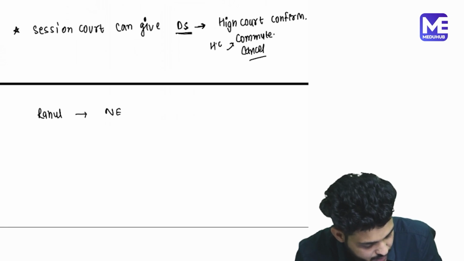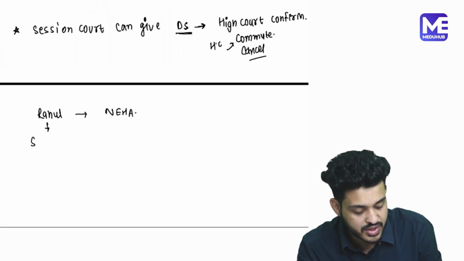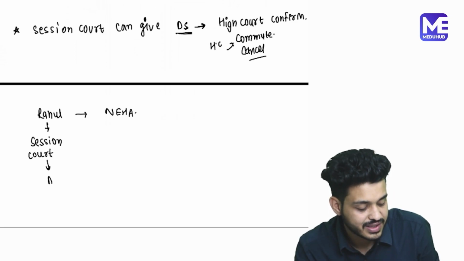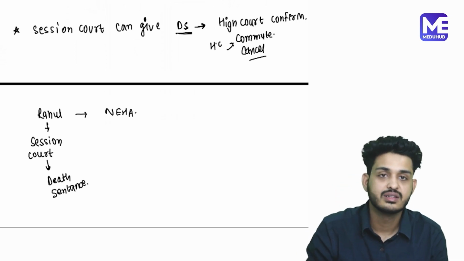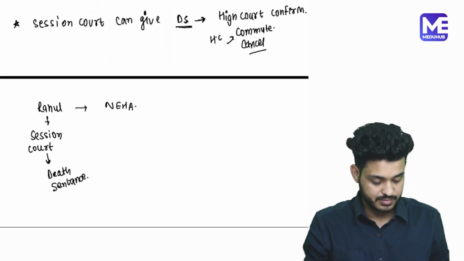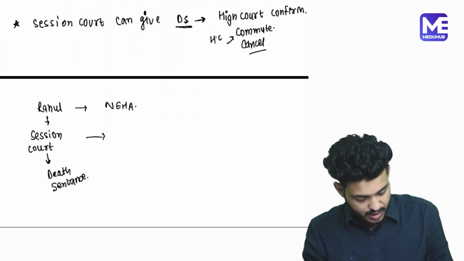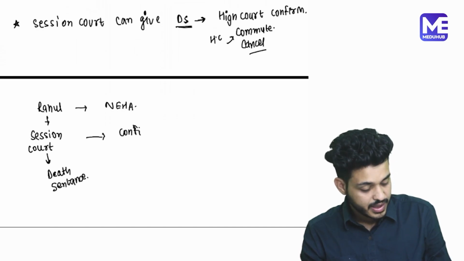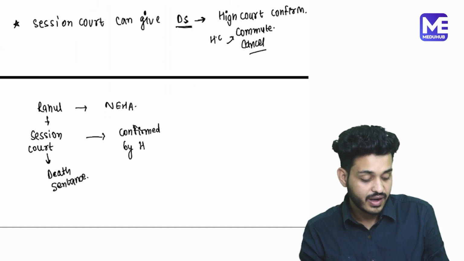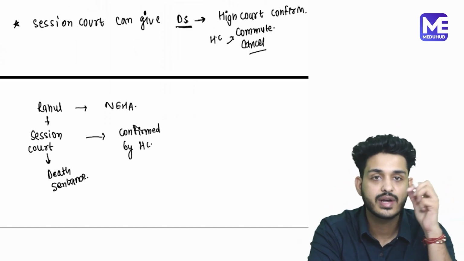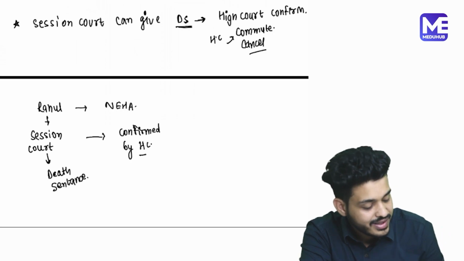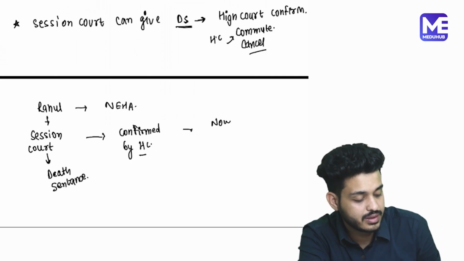Next thing, for example, what we were talking about, that Rahul has murdered Neha. Let's say Rahul went to session court, and session court has given the death sentence. What did the session court do? They have given the death sentence. Now it will be confirmed by High Court. If High Court is confirming the death sentence, then what will happen? Obviously, he will die, right? But he can appeal. Now, look here, very important.